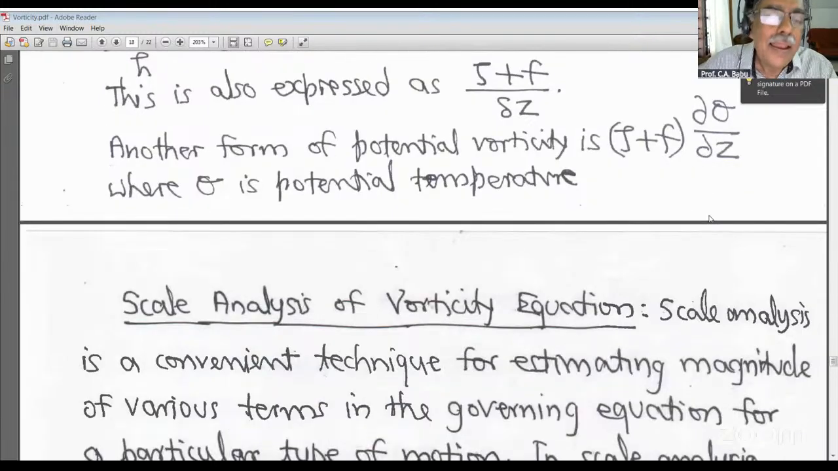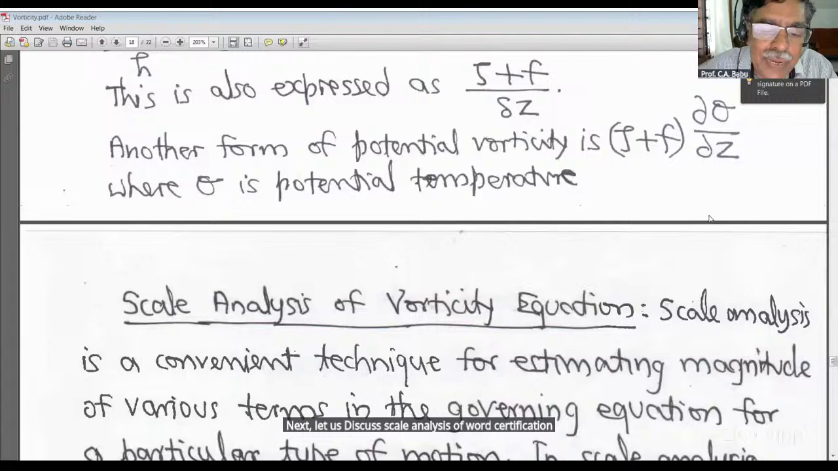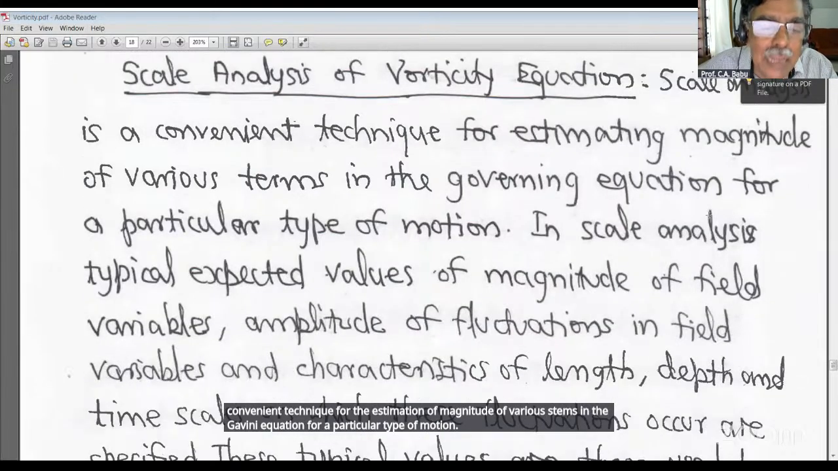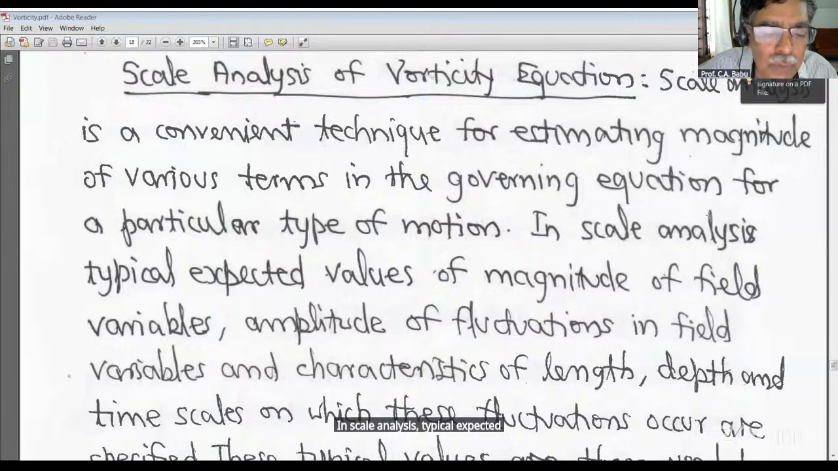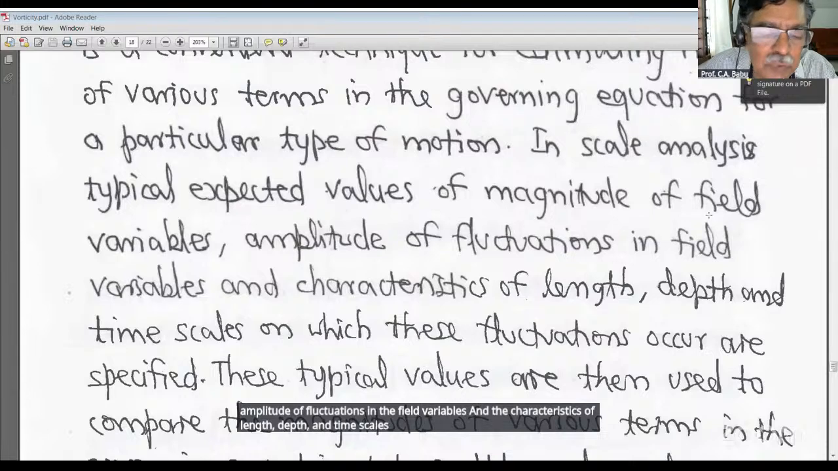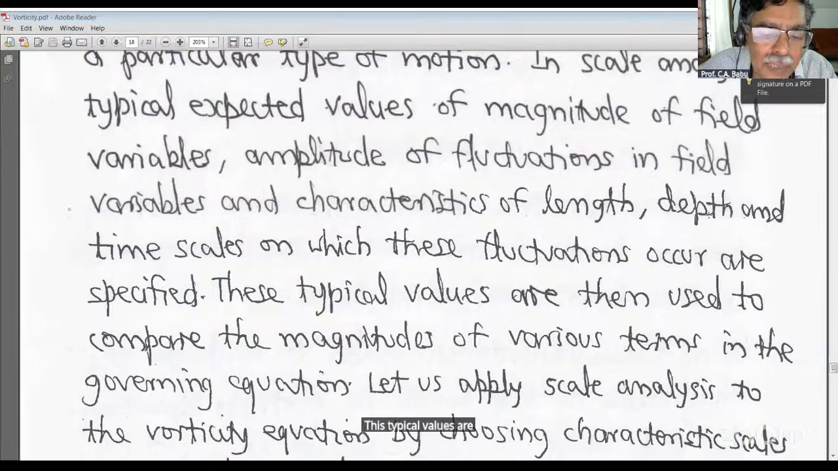Next, let us discuss scale analysis of the vorticity equation. Scale analysis is a convenient technique for the estimation of the magnitude of various terms in the governing equation for a particular type of motion. In scale analysis, typical expected values of the magnitude of field variables, the amplitude of fluctuations in the field variables, and the characteristic length, depth, and time scales on which these fluctuations occur are specified. These typical values are then used to compare the magnitudes of various terms in the governing equation.